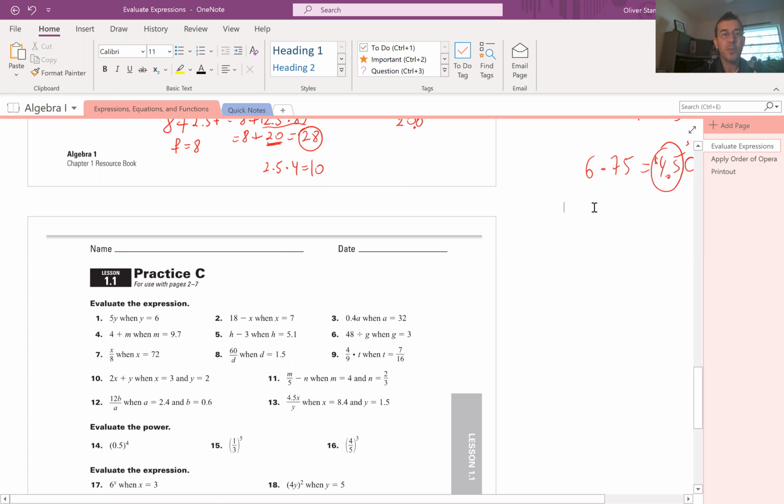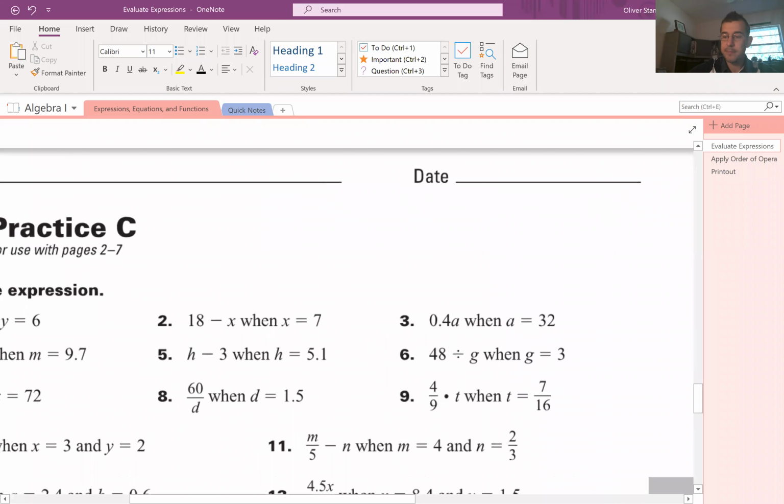This is Oliver. We are continuing with our algebra learning and practicing and going through problems. We are working through problems of the Larson textbook. This is the third video of the series, and we are doing lesson 1.1 as previously, and this is practice C. So let's start.